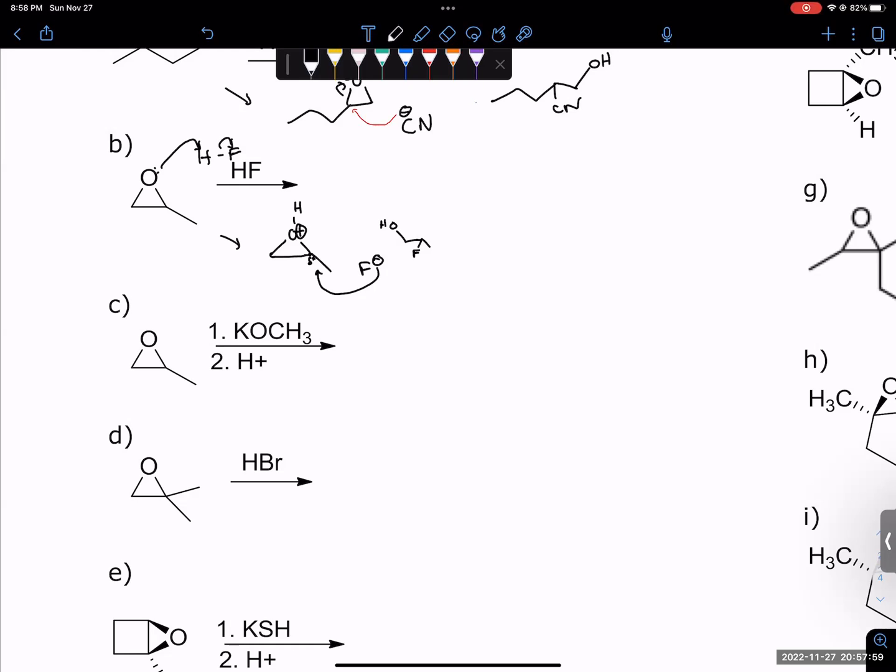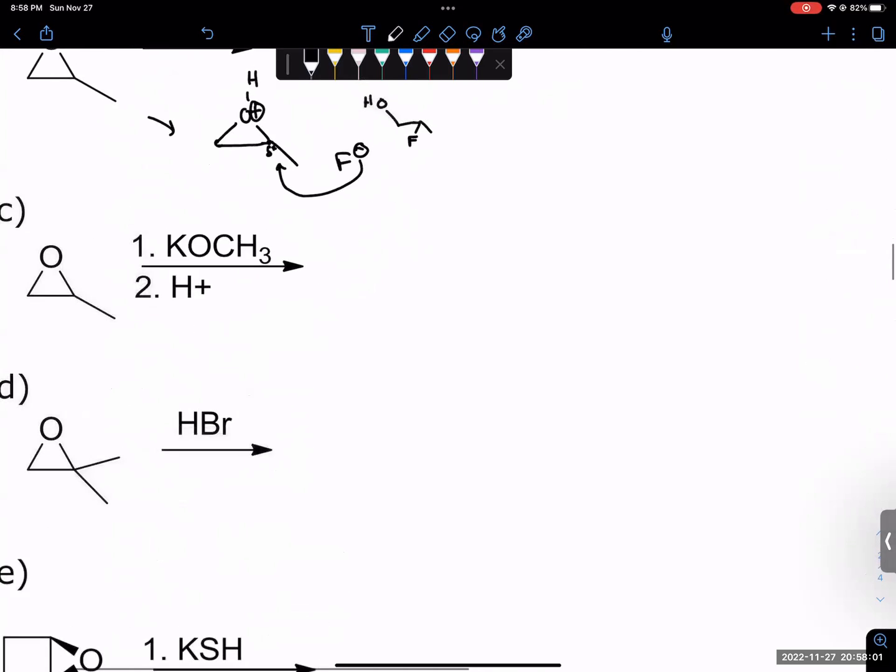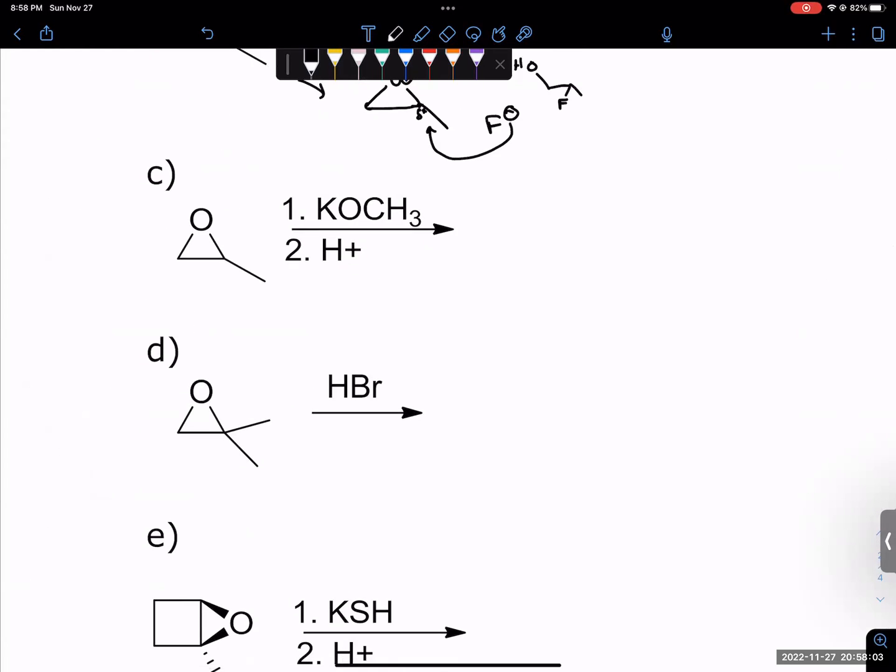Now we have methoxide. That's interesting. In the presence of a strong nucleophile with no acid, it's always going to attack the less sterically hindered one. I mean, it makes sense, right? Because it's going to go by an SN2 mechanism, it's going to want to attack the one that's less sterically hindered.